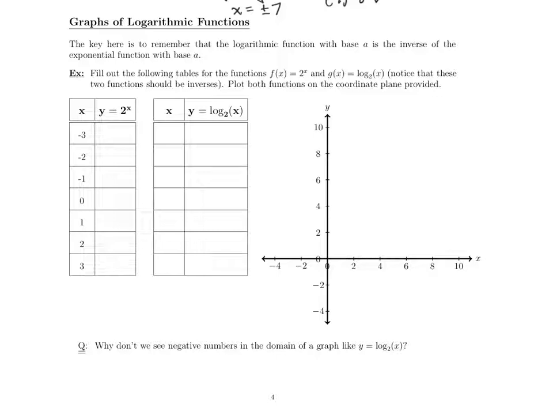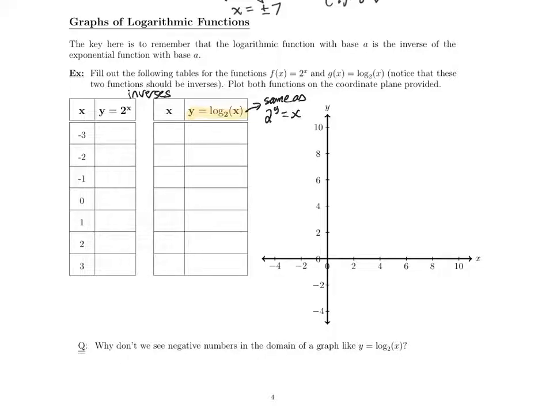So if I want to graph something like y equals log base 2 of x, then I'm going to start by creating a table of values for the inverse function. The inverse function is that 2 to the x equals y. Because remember that this function is the same as 2 to the y equals x. And so the inverse of that would be 2 to the x equals y. So these two are inverses of each other.